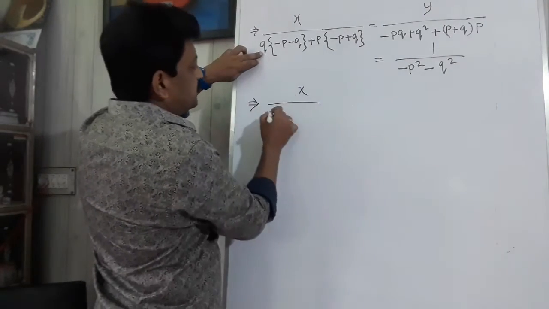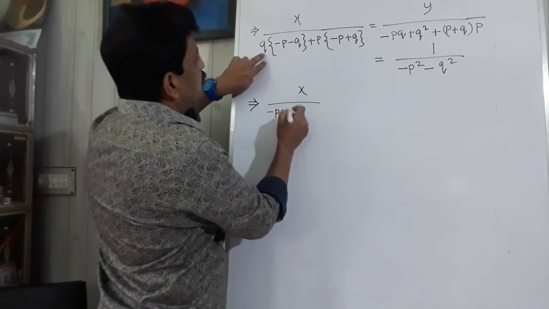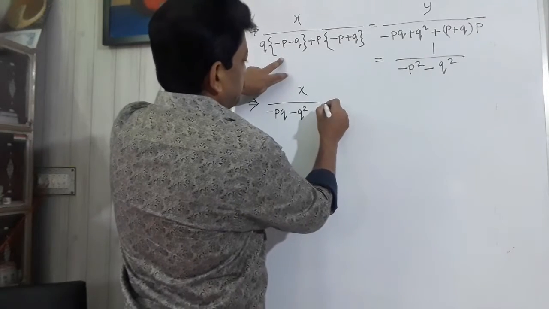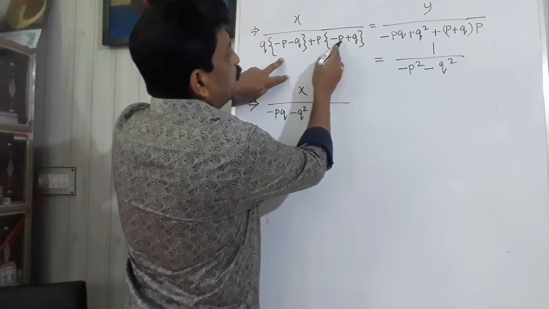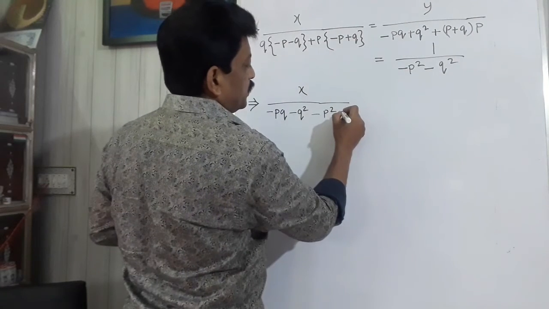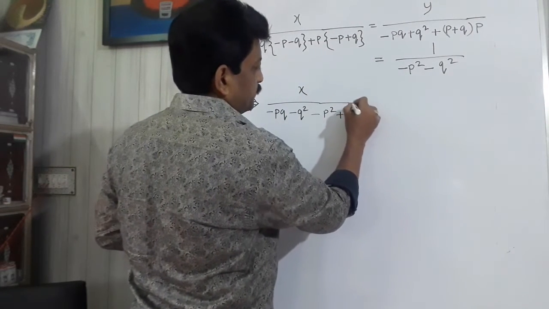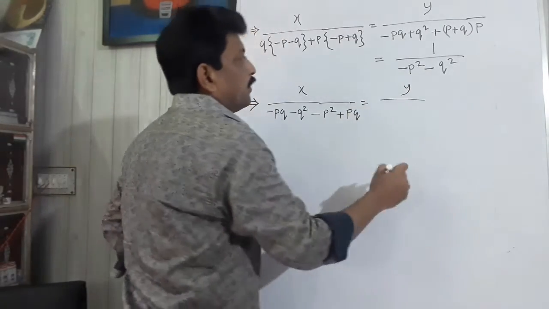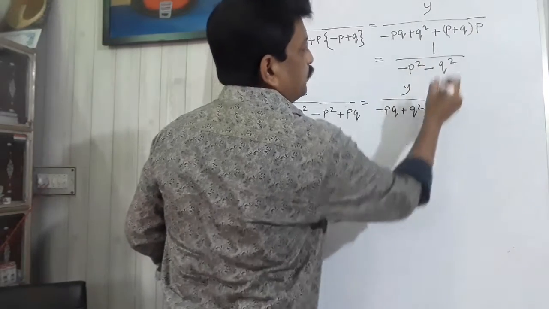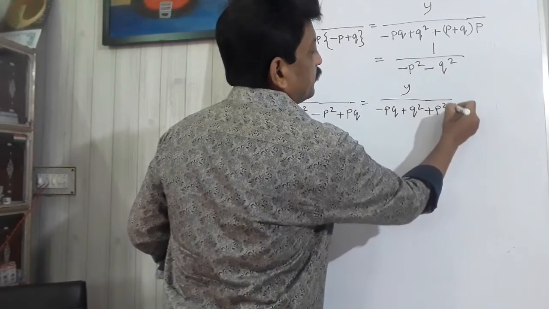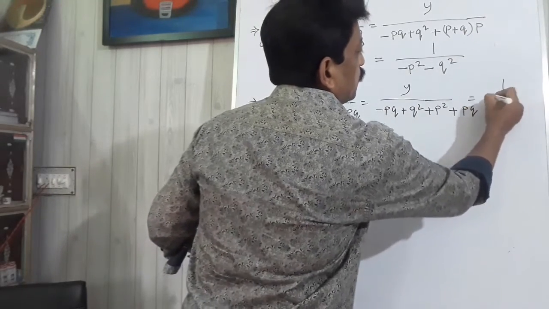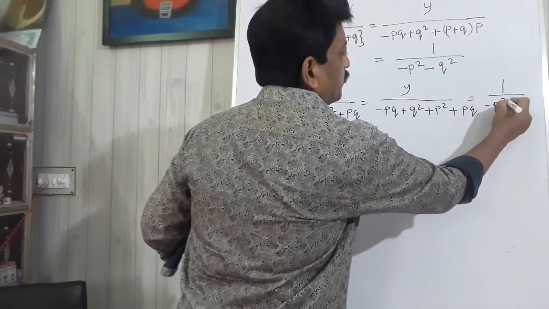So q into minus p is minus pq, q into minus q is minus q square, p into minus p is minus p square, p plus p into q is pq plus pq equals to y upon minus pq plus q square, p into p is plus p square, and p into q is pq equals to 1 upon minus p square minus q square.